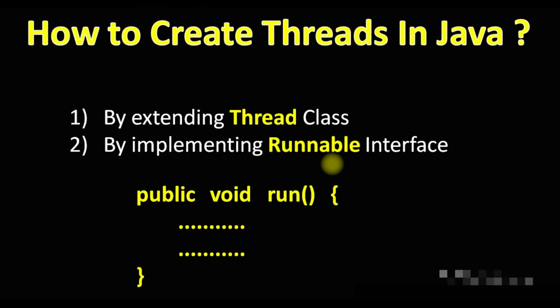Last session we already learned how to create a thread by extending the Thread class. And today we will use the second approach to create a thread, and that is nothing but implementing the Runnable interface, right? And we already know that the run method is the heart and soul of the thread.